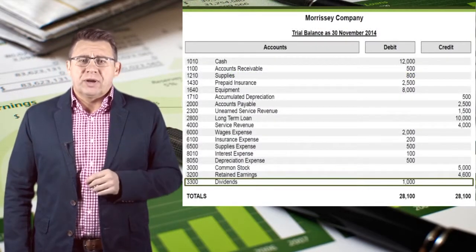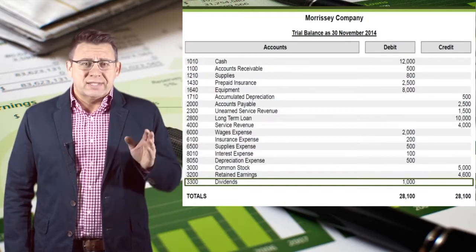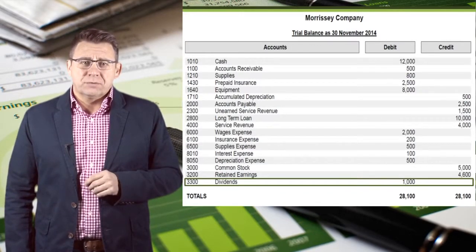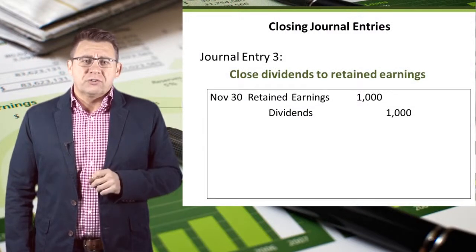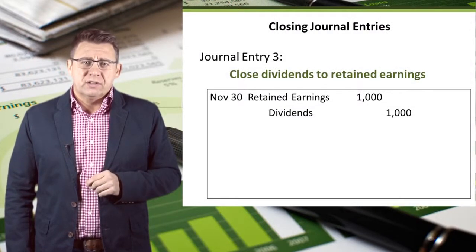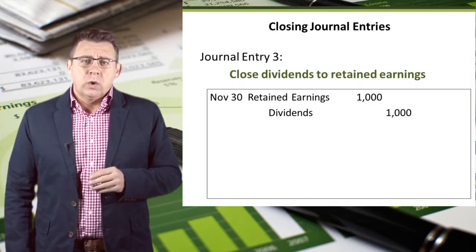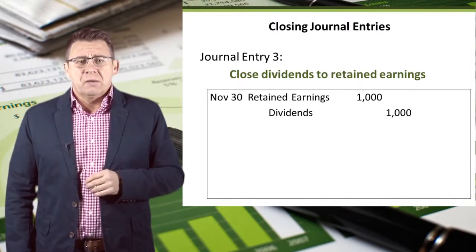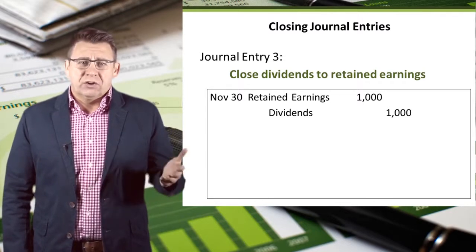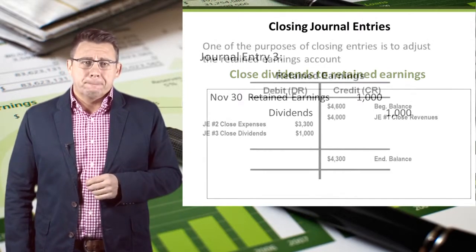The final temporary account is dividends, which has a debit balance of $1,000. The third journal entry is to close dividends to retained earnings. Since dividends has a $1,000 debit balance, we will credit dividends to make the balance zero. Retained earnings will then be debited.